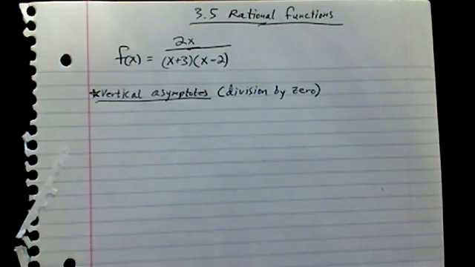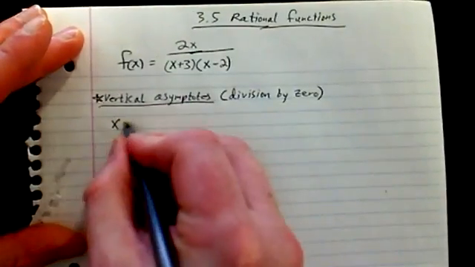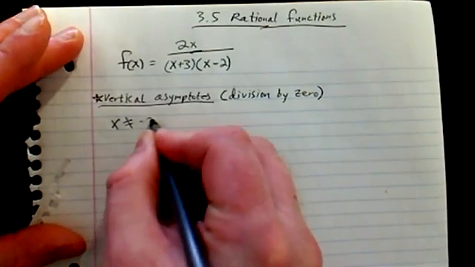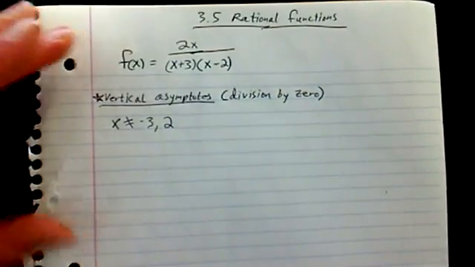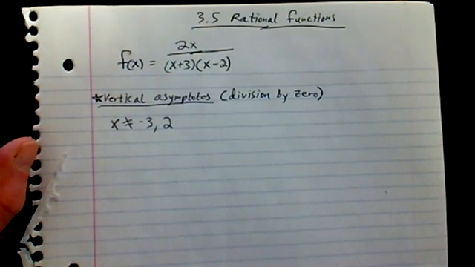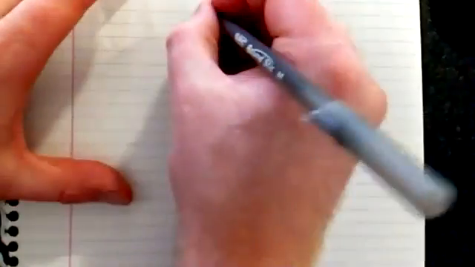I want to know what values of x would cause division by 0. If you look at this, I think it's easy to see that there's two things that x cannot be. x cannot be equal to -3 or 2. That's from these two factors down here. Well, that's fine and dandy. What does that mean about our graph, though? That's the question.